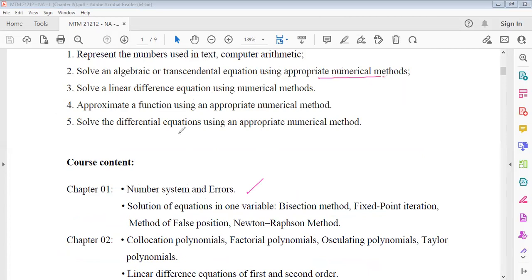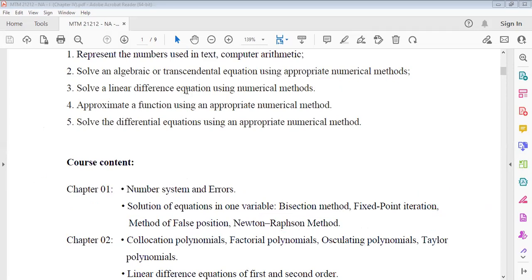Okay. So we have seen the solution of equations of one variable, like algebraic one-variable equations. We have studied the bisection method, fixed point iteration, method of false position, Newton-Raphson. Okay, all four we have studied. So you can go for chapter number 1. All these together will have one question in our semester paper. Okay, similarly, let's go for the next one.